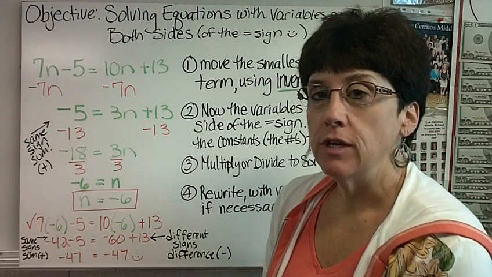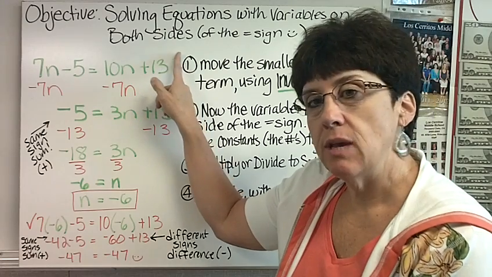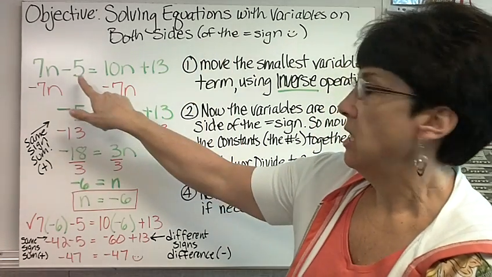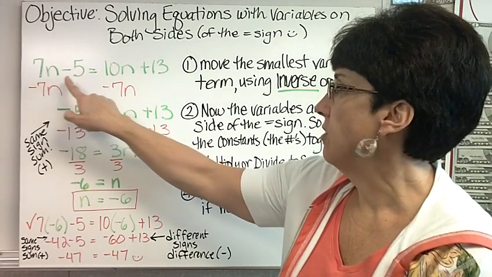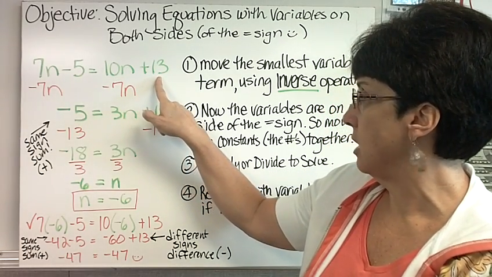Today we're going to be solving equations with variables on both sides. And when we say both sides, we always mean of the equal sign, okay? Here's our first problem: 7n - 5 = 10n + 13.